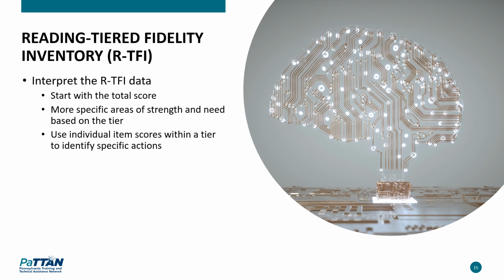Once the data has been collected, the team has the task of analyzing that data to make improvements. First, review the total score. What does the total score tell us about the overall tiered system? Then look for more specific areas of strength and need based on the tier, Tier 1 or those advanced tiers. Use individual item scores within a tier to identify specific actions that will lead to improved implementation of the reading component or components within an MTSS framework.